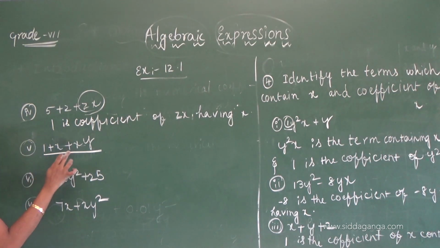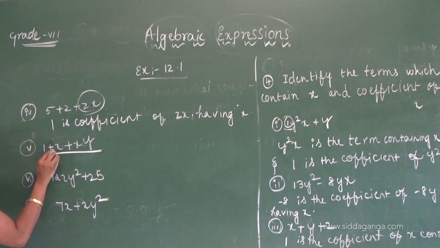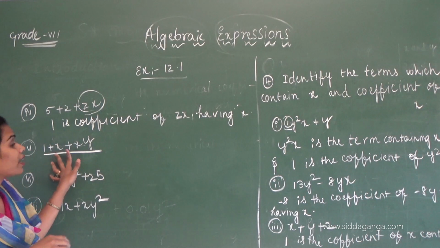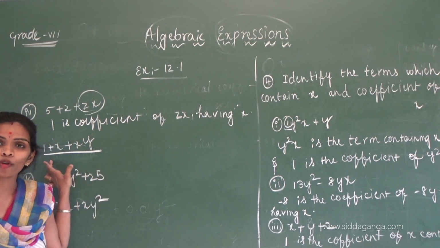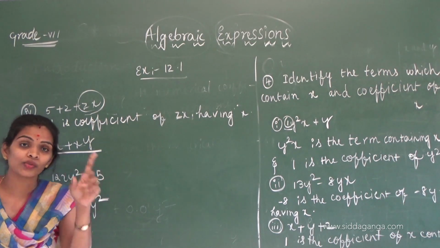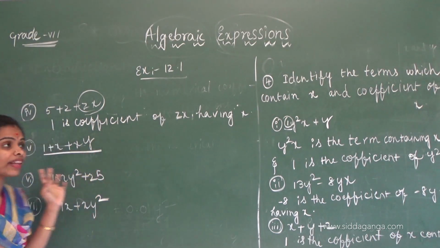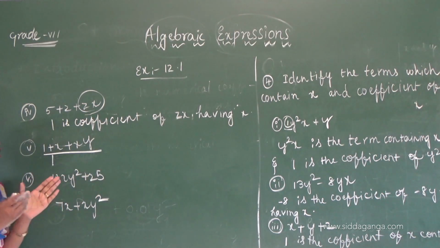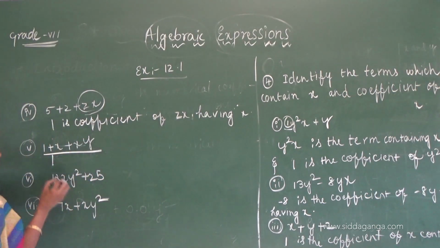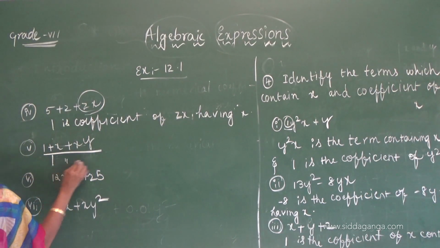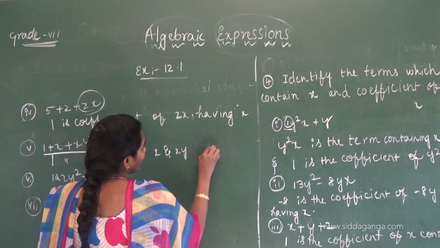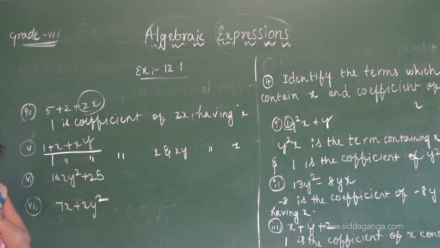1 plus x plus xy. There are 2 terms containing x, correct? One is x and xy. Here if you see this, x is having the numerical factor, that means coefficient as 1, and here also 1. That's why directly you can write 1 is the coefficient of x and xy having x, okay.